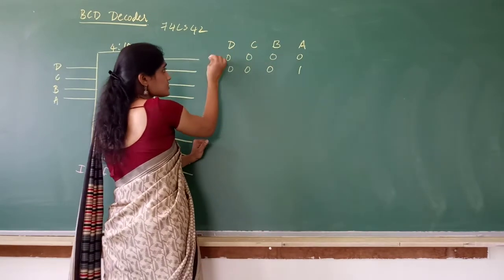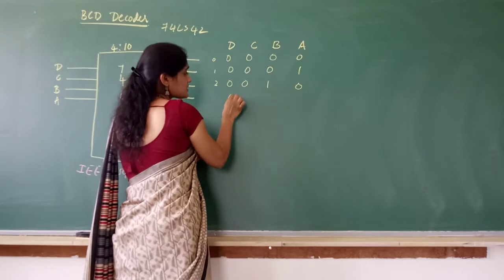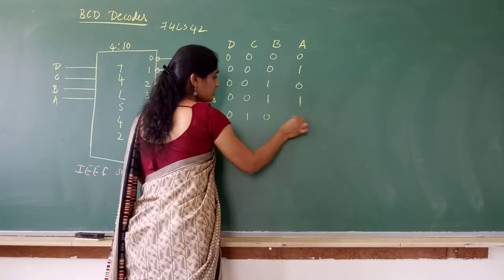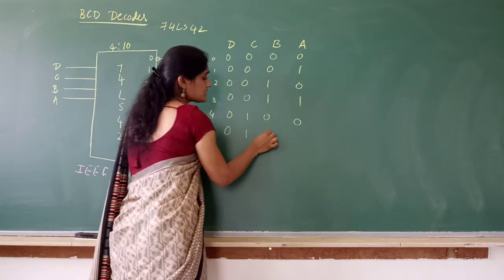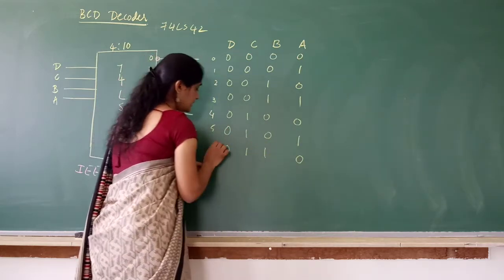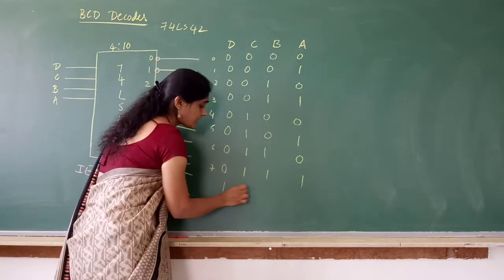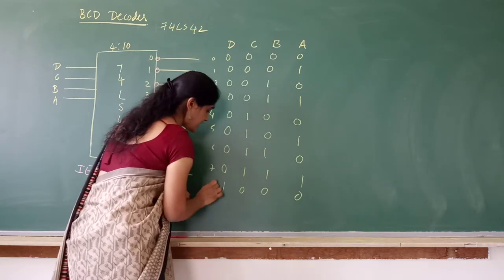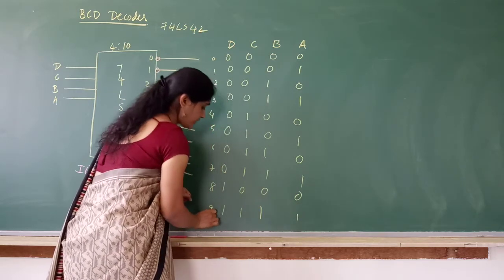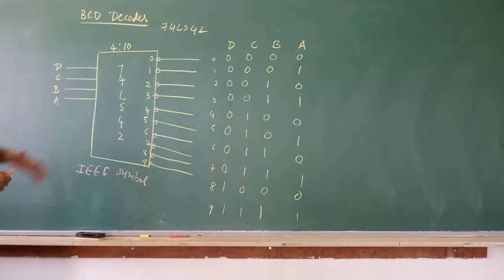This corresponds to 0, 1, 0, 0, 1, 0, that is 2; 0, 0, 1, 1, that is 3; 0, 1, 0, 0, that is 4; 0, 1, 0, 1, that is 5; 0, 1, 1, 0, that is 6; 0, 1, 1, 1, that is 7; 1, 0, 0, 0, that is 8; 1, 1, 1, 1, that is 9. Okay, I have outputs from only 10 output lines, 0 to 9.